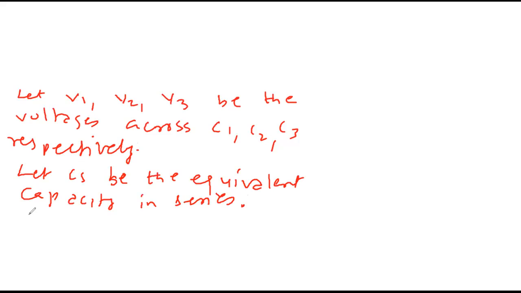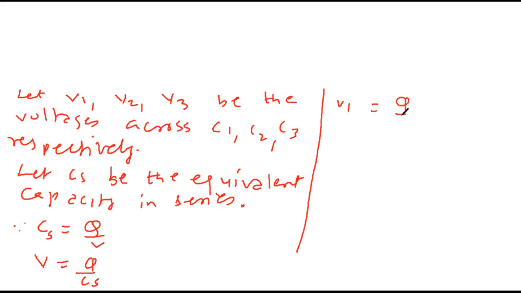Wait, let me complete till end. What is formula for capacity in general? C is Q by V. Correct? So if Cs is total capacity, then Q is total charge, V is total voltage. From this, V is Q by Cs I can write. So V1 is charge same, capacity C1; V2 charge same, capacity C2; V3 charge same, capacity C3.